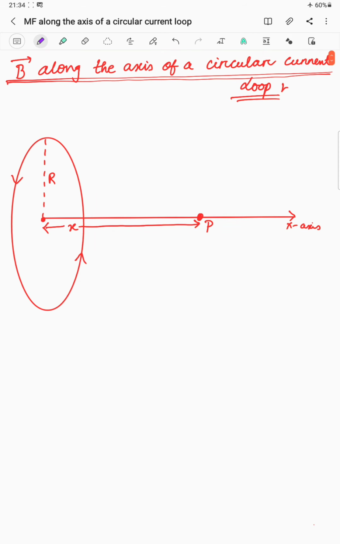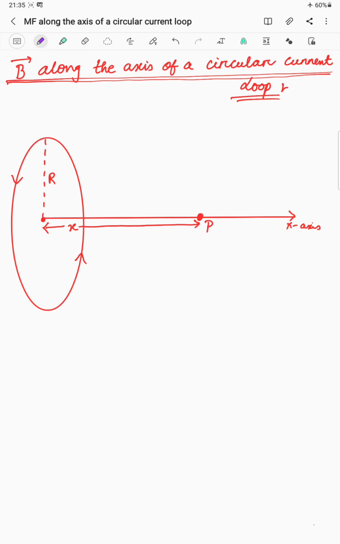In today's class, we will try to find out the magnetic field along the axis of a circular current loop using our Biot-Savart law. Here we have taken a current carrying loop of radius r and we have drawn the x-axis, which is the axis of the current loop. On the axis we have chosen a point P, situated at a distance x from the center of the coil. At point P we are supposed to find out the magnetic field.